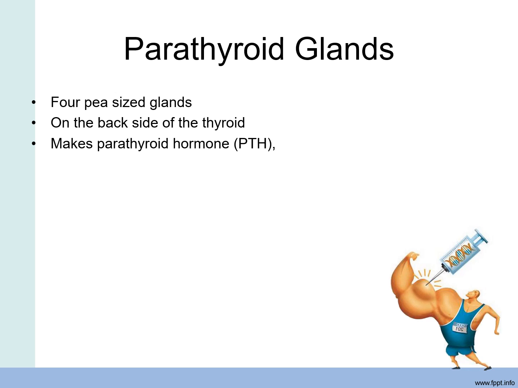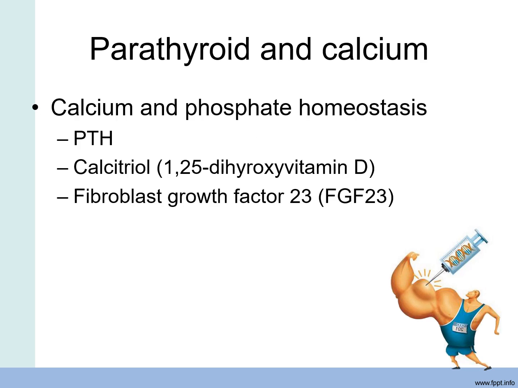So they have a very important job, and that is to make the parathyroid hormone. And the parathyroid hormone is important because it helps in homeostasis of calcium and phosphorus. Parathyroid hormone is only one of the players that maintain homeostasis of calcium and phosphate. The other hormones that we need to be concerned about are calcitriol and fibroblast growth factor 23. Calcitriol is the active form of vitamin D. The other name is 1,25-dihydroxy vitamin D.